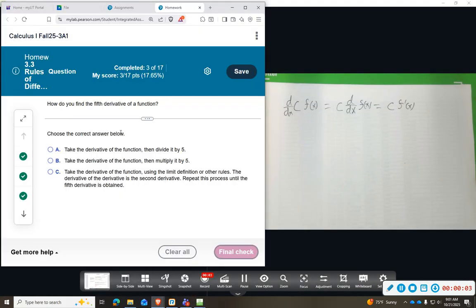All right, number 4, it says, how do you find the fifth derivative of a function? You're going to take the derivative of the function, and then you're going to keep doing that over and over again 5 times. So this one says divided by 5, this one says multiplied by 5, this one says take the derivative, use the limit or other rules, and then the derivative of the derivative is the second derivative, and repeat this until you get to the fifth. And so C is how you would do that.